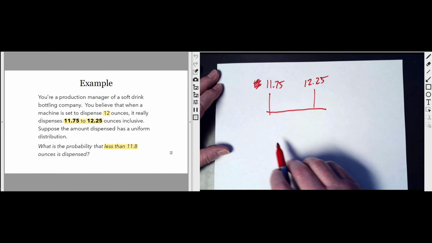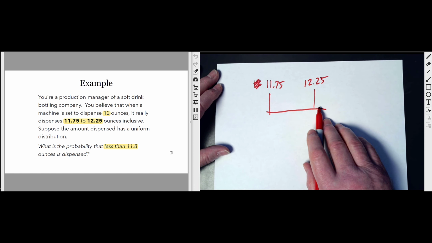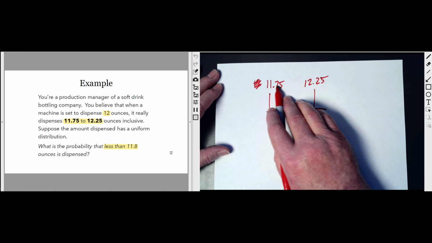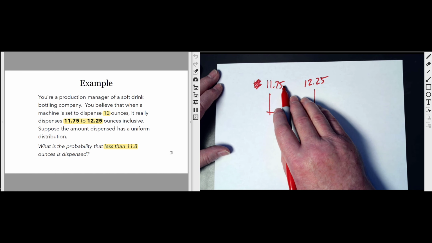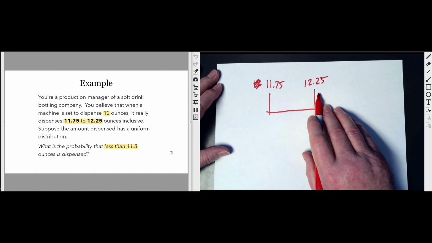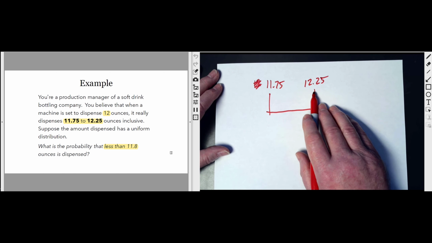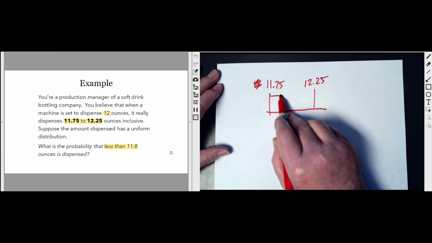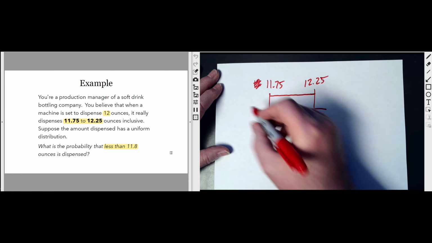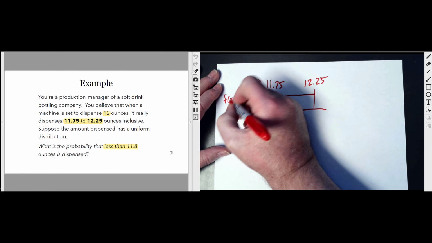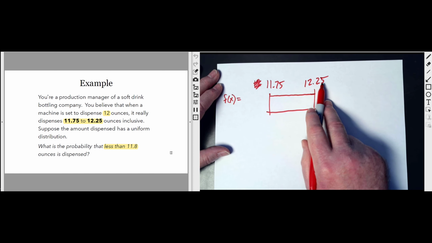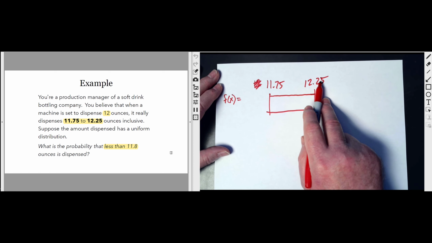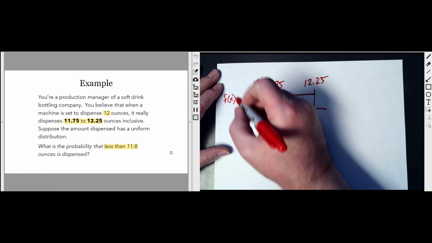And we claim that we have a uniform distribution in here. The difference between 12.25 and 11.75 is 0.5. So in order for the area of this to be a total of 1, the height here, f of x, the density function, has to be, well, let's just do it logically. If the width of the interval is 0.5, the height has to be 2, right?